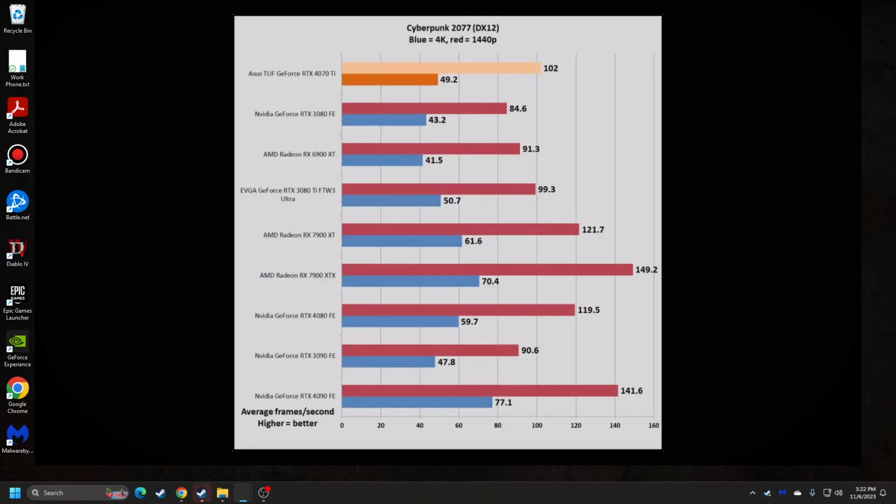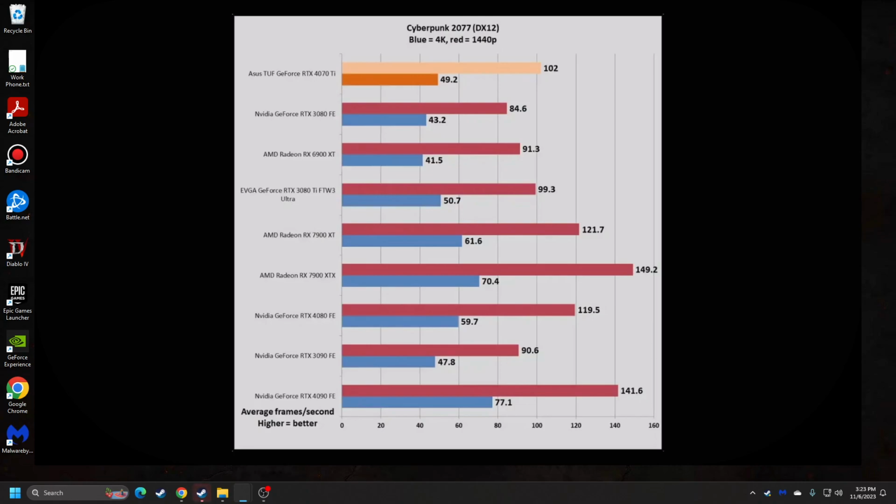The picture is a bar graph that compares the performance of different graphics cards in the game Cyberpunk 2077 using DX12. The graph shows the average frames per second (FPS) achieved by each graphics card at two different resolutions, 4K and 1440p. The 4K results are represented by blue bars, while the 1440p results are represented by red bars. The higher the bar, the better the performance. Here is the data from the graph.